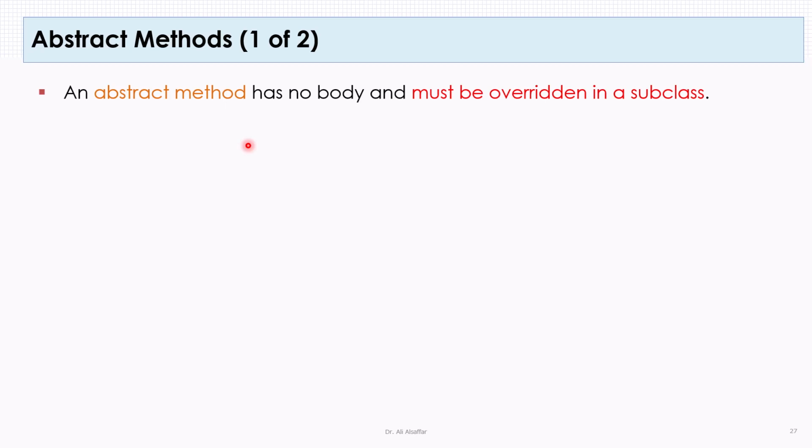Now what is the meaning of an abstract method? An abstract method has no body and must be overridden in a subclass. What does it mean? It means if you have a class and you have inside it a method that has only the header and the parameters, then this method is an abstract method. And when you extend a class as a subclass from this class, you need to override this method. If you don't override it, you will get a syntax error. Remember that with abstract classes, we cannot create objects from these classes, but we can use them for inheritance. We can extend a class as a subclass from this as a superclass.